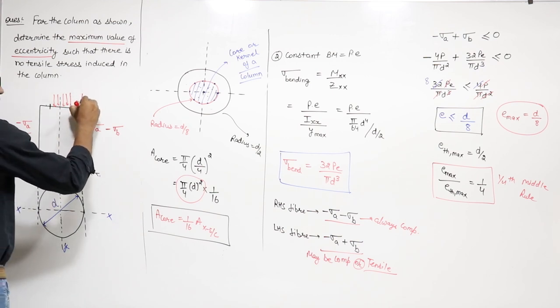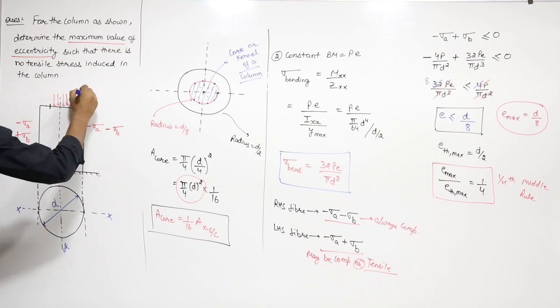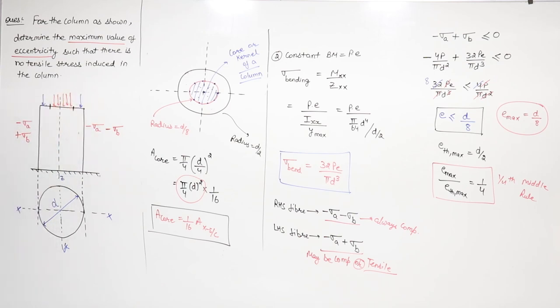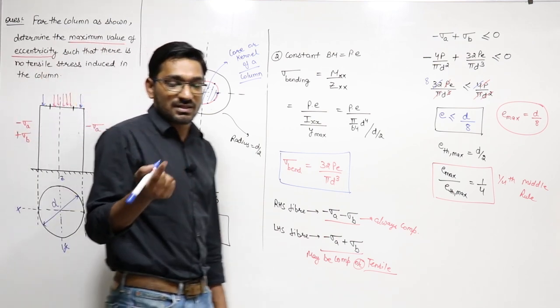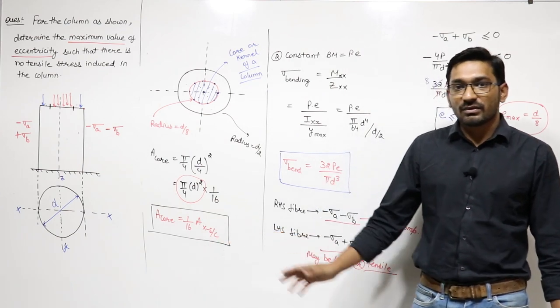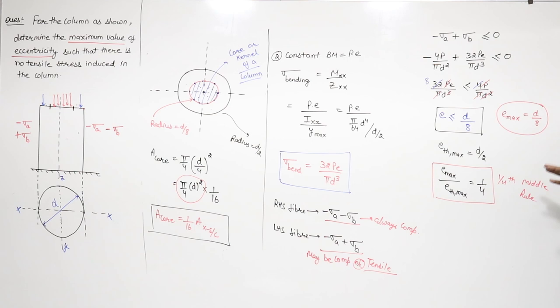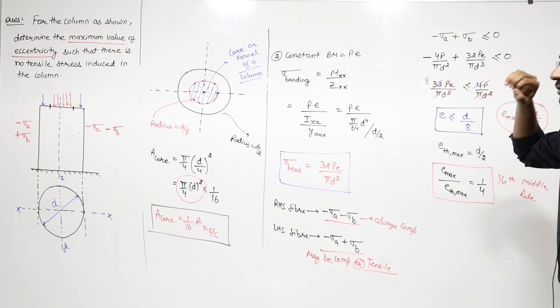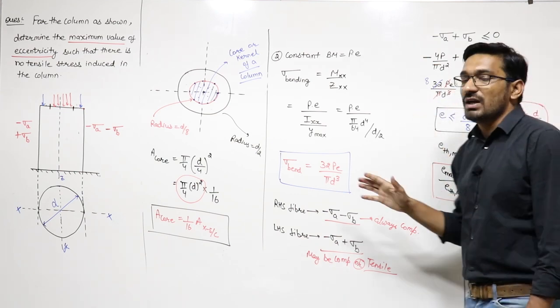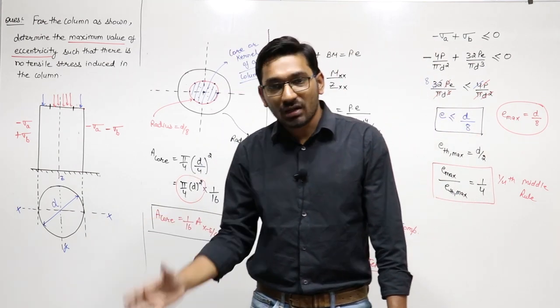If you apply load outside this range, like this blue color, then tensile stress will develop and your column will be prone to failure. This is the concept of core of a column. So you need to know where you can apply the load so that the column will not fail, and that area is known as the core or the kernel of the column.